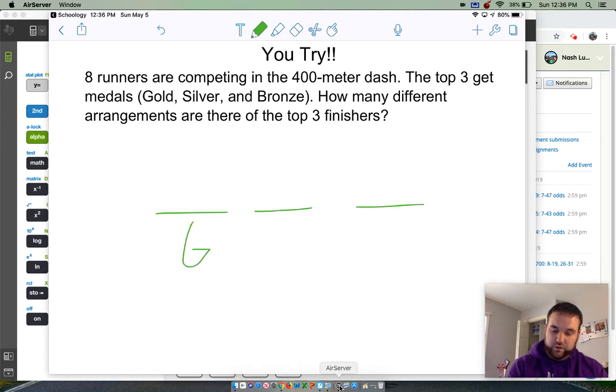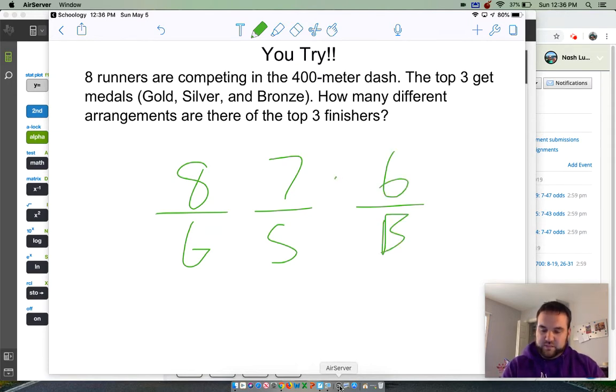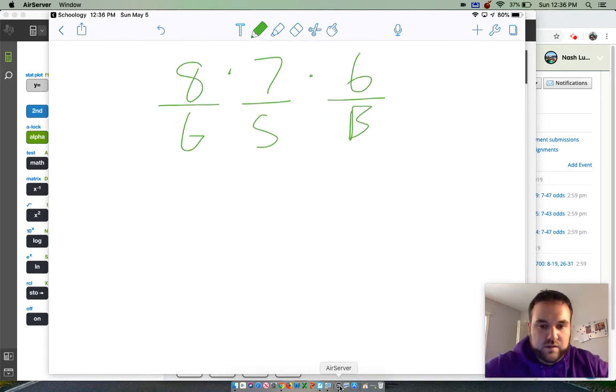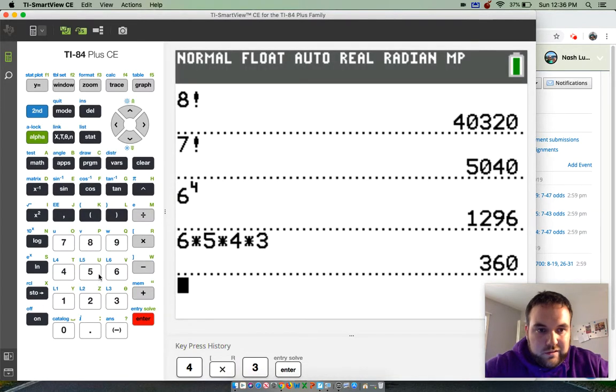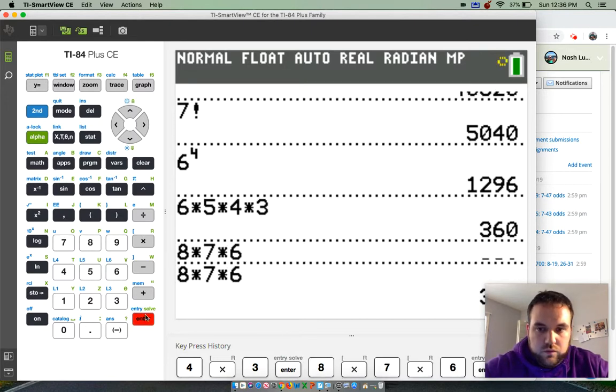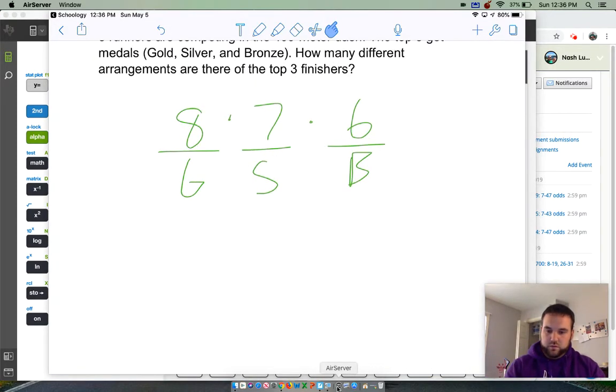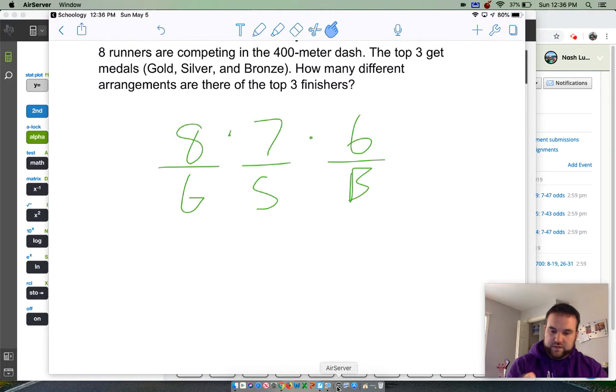For who gets gold, there are 8 possibilities, right? Everybody's running the race. Race isn't over. First one across the line gets gold. Silver then has 7 possibilities because someone has already gotten gold. And then bronze, we have 6 possibilities. So if I multiply all of those together, 8 times 7 times 6, that is 56 times 6, I think 336. How many different arrangements are there of the top 3 finishers? 336 arrangements.